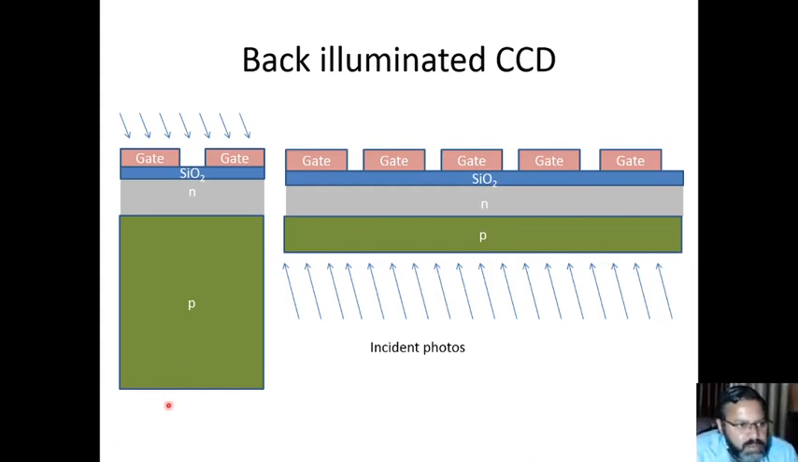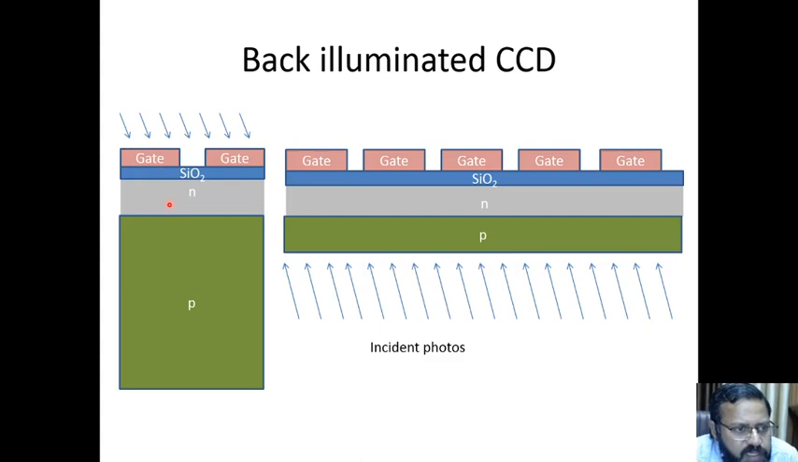So in the initial figure, the substrate which was shown had a large thickness of about 250 to 500 microns, and the active region was somewhere here on the top where the photoelectric effect takes place. Here the problem is that the incident photons have to pass through the gate and the thickness of these layers to reach the active region. So this reduces the quantum efficiency of the CCD.